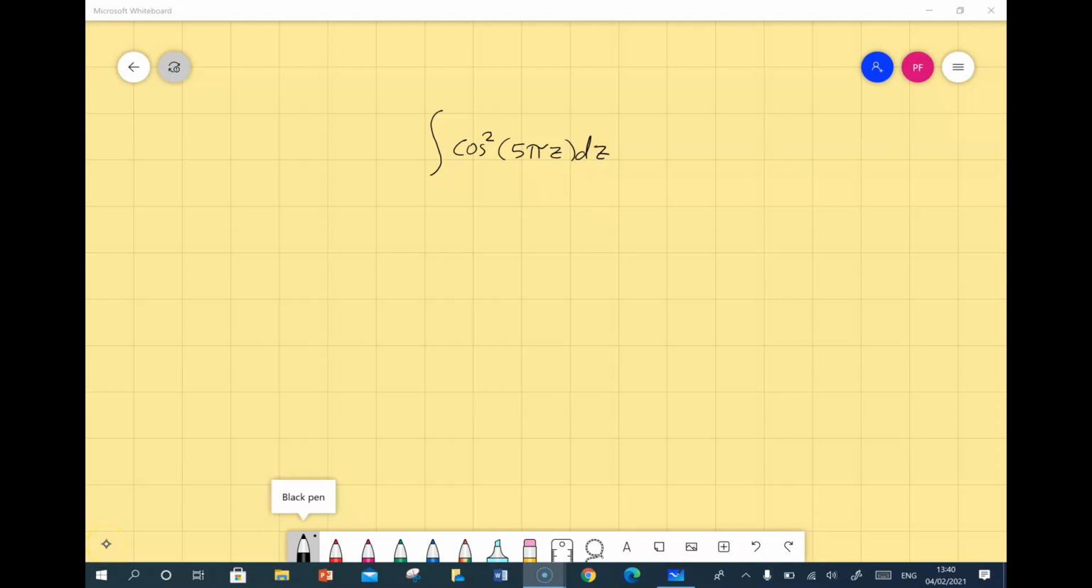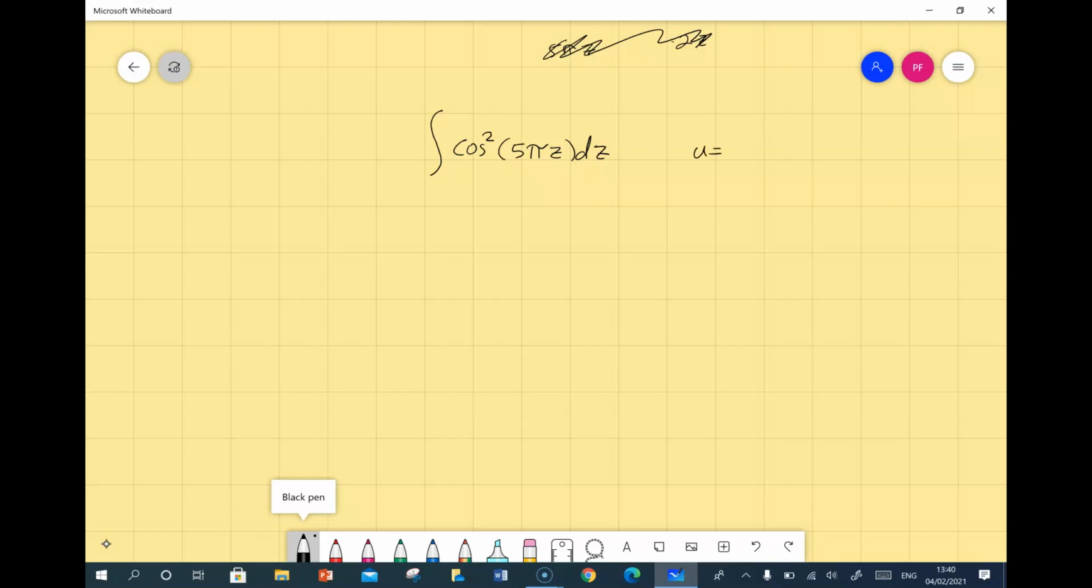Okay, the first integral is the integral of cos squared 5 pi z dz. Tricky enough integral. Just something to keep in mind is 5 pi is just a number. So 5 pi z is no different than having 2z. 5 pi is 15 point something or whatever. So 5 pi is the exact same. So anyway, I'm going to do this by substitution.